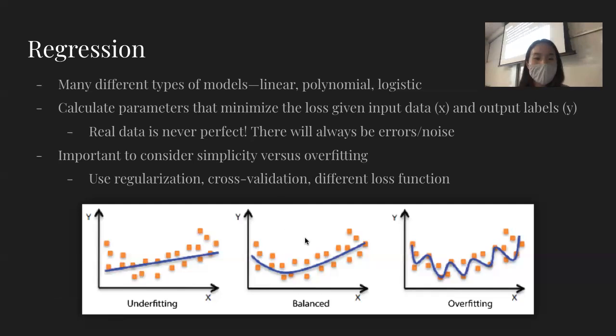And you would definitely want to pick the graph in the middle if you were going to fit your data to a model. And so there are a lot of other topics that go even more into depth on how you can avoid overfitting. You don't really need to know too much about these now, but some examples are using regularization, cross-validation, or maybe choosing a different loss function. These are all ways to help avoid overfitting to your data.